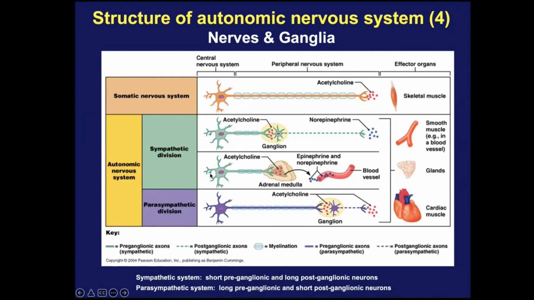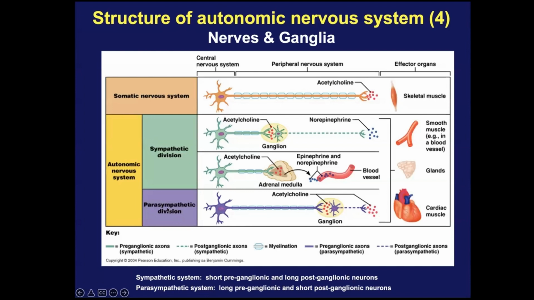The nerves of the sympathetic nervous system also directly innervate the adrenal medulla. And when they release acetylcholine, acetylcholine will stimulate the secretion of epinephrine and norepinephrine from the adrenal medulla into the blood, which will also regulate the different target tissues.